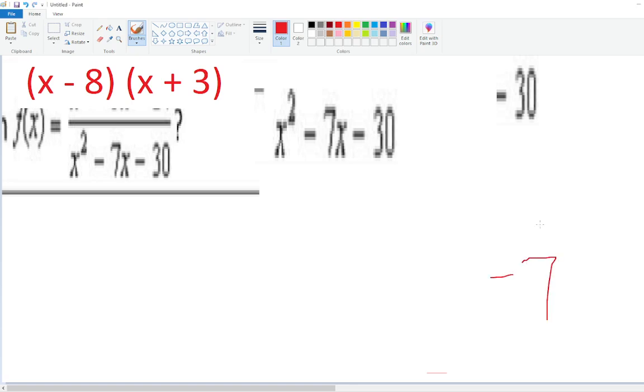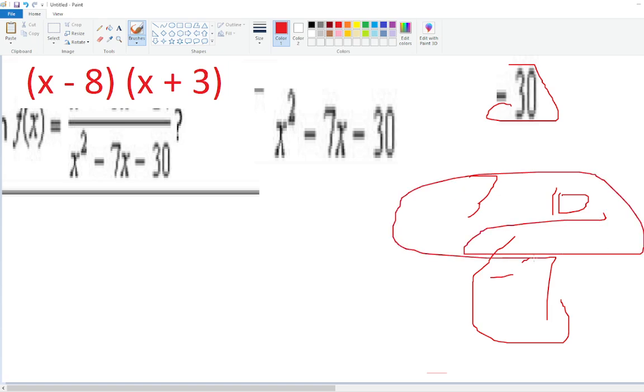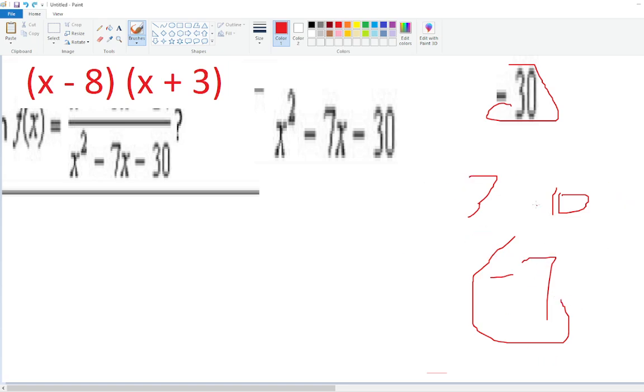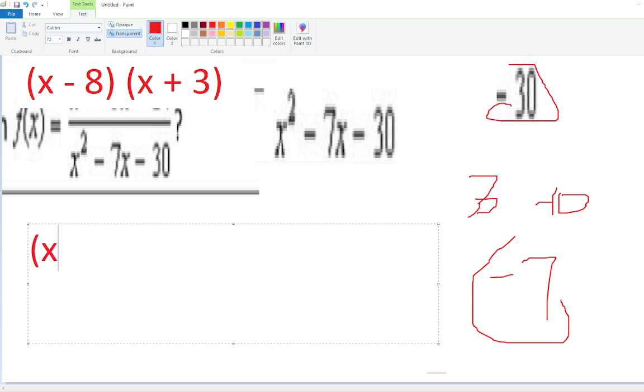Almost right away, I can see that 30 and 1 doesn't work, but 3 and 10 works perfectly. So this is a negative number, and this is a negative number, so one of these is going to be negative. This is the negative number down here, so the bigger number is going to be negative. It's going to be positive 3 and negative 10, which means the factors down below are x minus 10 and x plus 3.